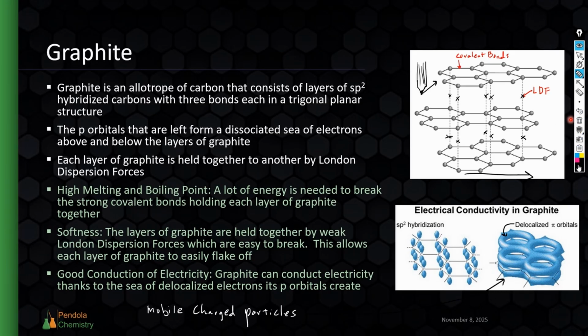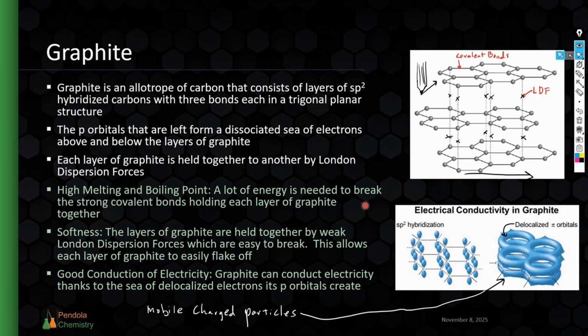actually conduct electricity because those delocalized pi orbitals are mobile electrons. Let me double color this. They're mobile electrons, meaning that they're mobile charged particles. So thanks to that delocalized area of pi bonding of electrons in graphite, graphite is one of the very few covalently bonded things that can conduct electricity. So a pencil could be used as an electrical conductor. Lead, or what we call lead, which is actually graphite, could be used as an electrical conductor.